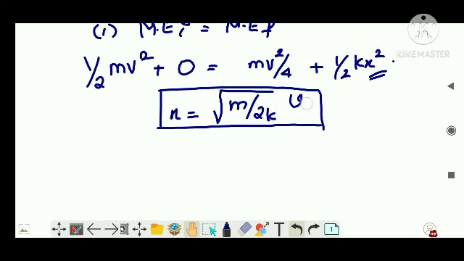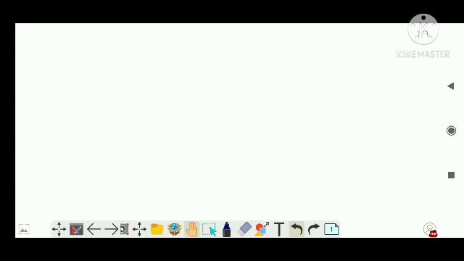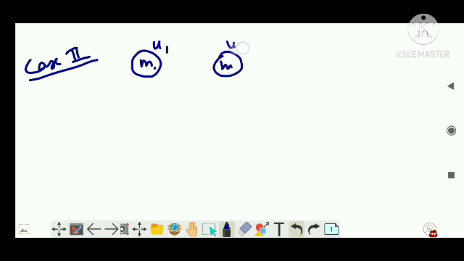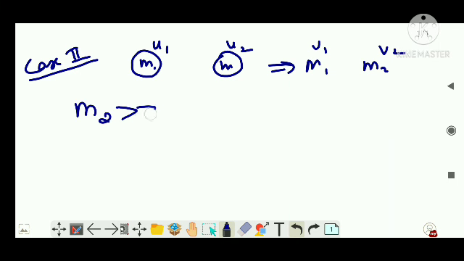Now there are some more things to clarify. We have just dealt with one case, right? Similarly, there are multiple cases. Let's talk about case 2 during an elastic collision. We had mass m1 with velocity u1, m2 with velocity u2. After collision, m1 got velocity v1 and m2 got velocity v2. Now what happens if this m2 is very, very large when compared to m1?